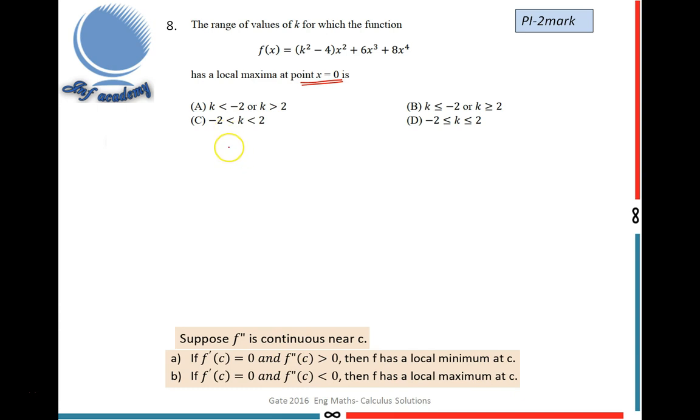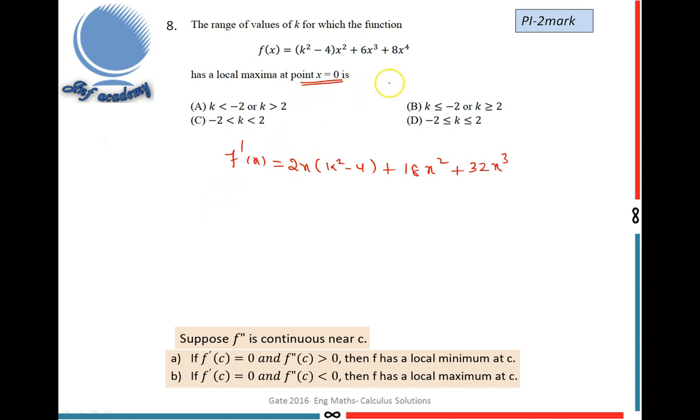Okay, next, first find f dash of x, which equals 2x into (k square minus 4) plus 18x square plus 4 eights are 32x cube, 32x cube. This is the given f of x function.